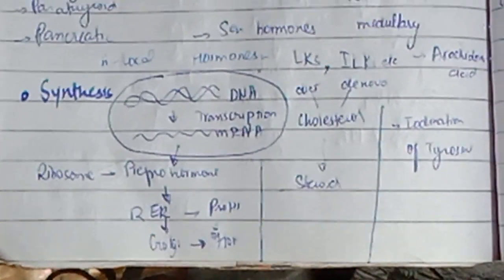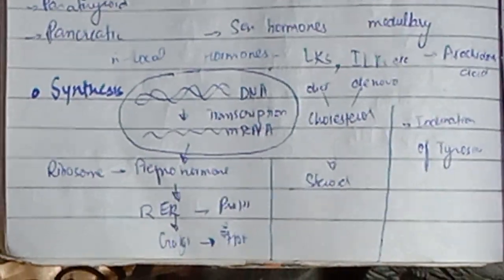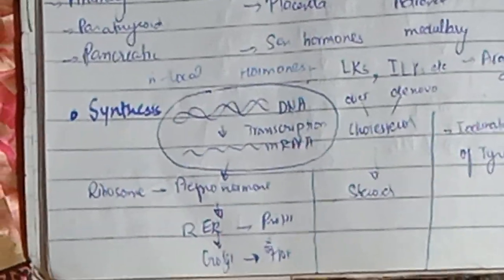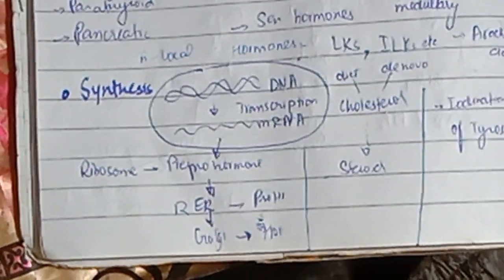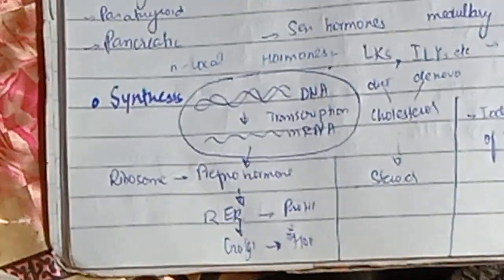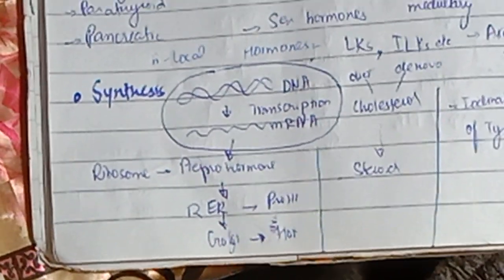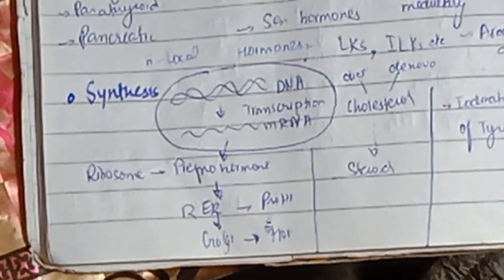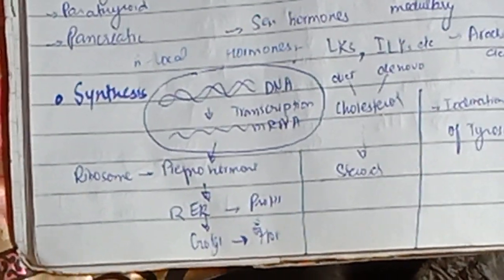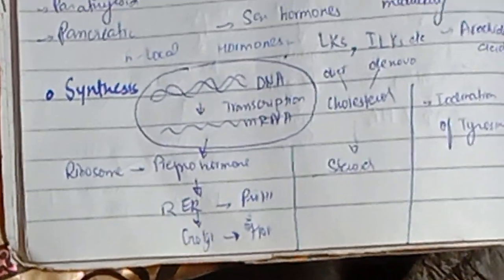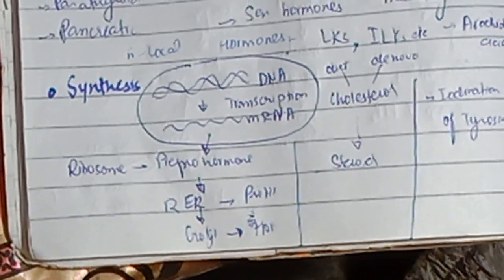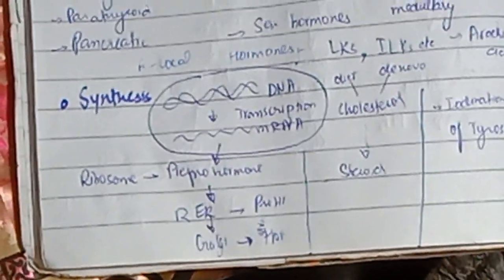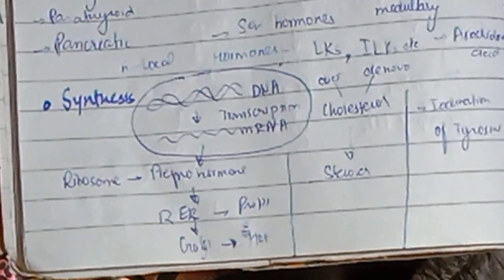Let's come to the synthesis of hormones, that is, how these hormones are actually synthesized. For the protein hormone, we know that we have the cell, and in the cell we have the nucleus. The nucleus contains double-stranded DNA that is transcribed into single-stranded messenger RNA. This messenger RNA moves out of the nucleus into the cytoplasm. In the cytoplasm, it is converted into the pre-pro hormone. This pre-pro hormone then goes through the rough endoplasmic reticulum where it is modified and cleaved into the prohormone. Then this prohormone is moved into the Golgi apparatus where it is converted further into the hormone.